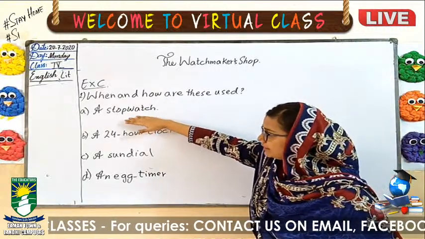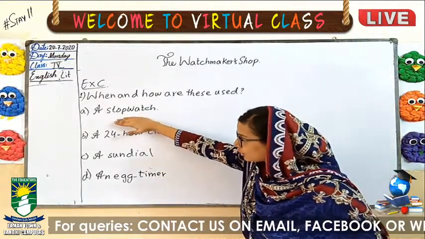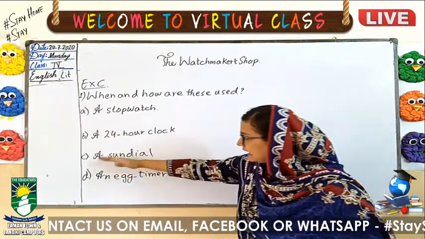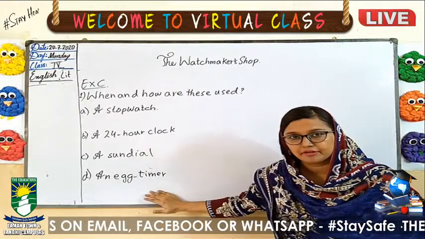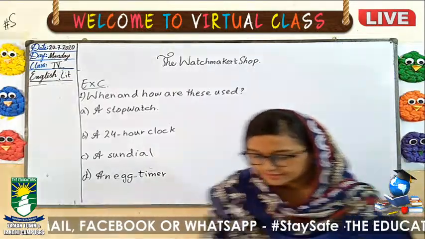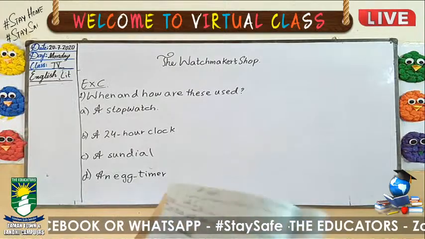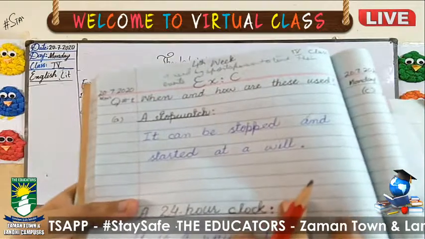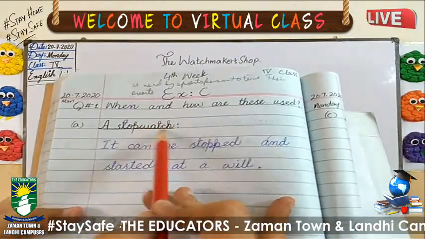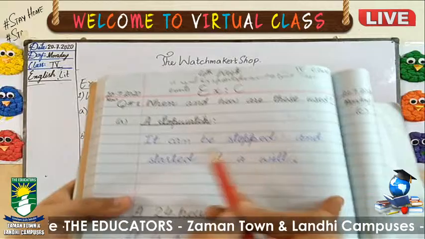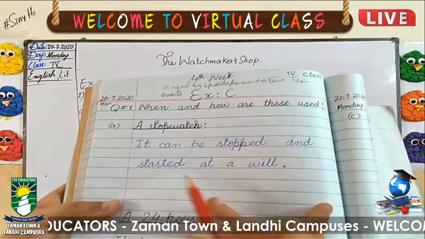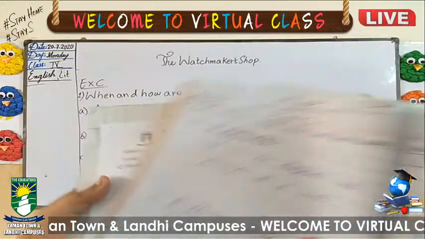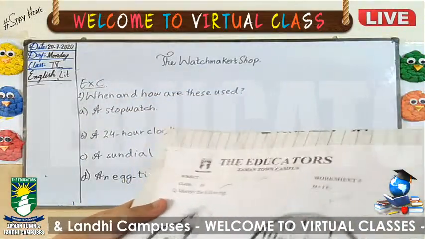For example, we have these names: a stopwatch, read with me, a 24-hour clock, a sundial, then an egg timer. Now I'm just telling you. A stopwatch can be stopped and started at will, and is used by sports persons to time their event.